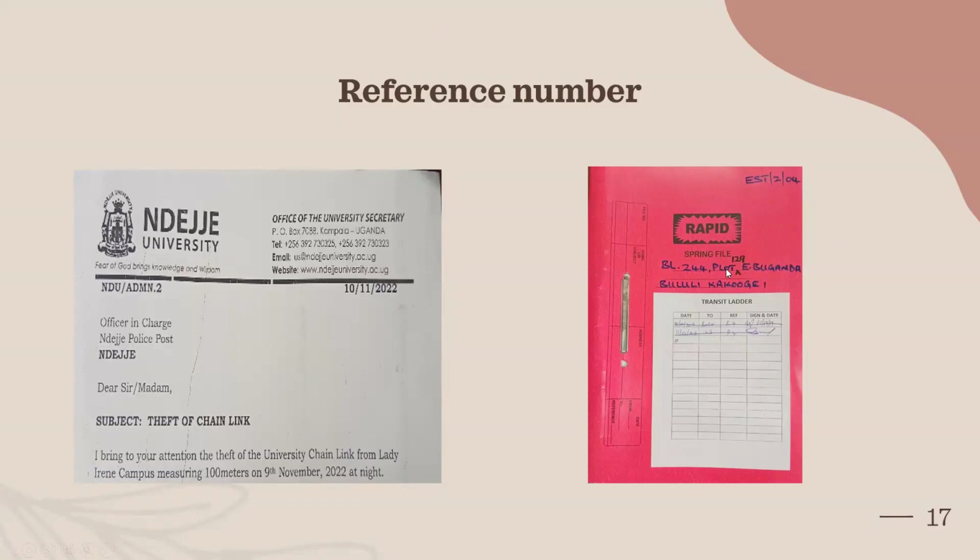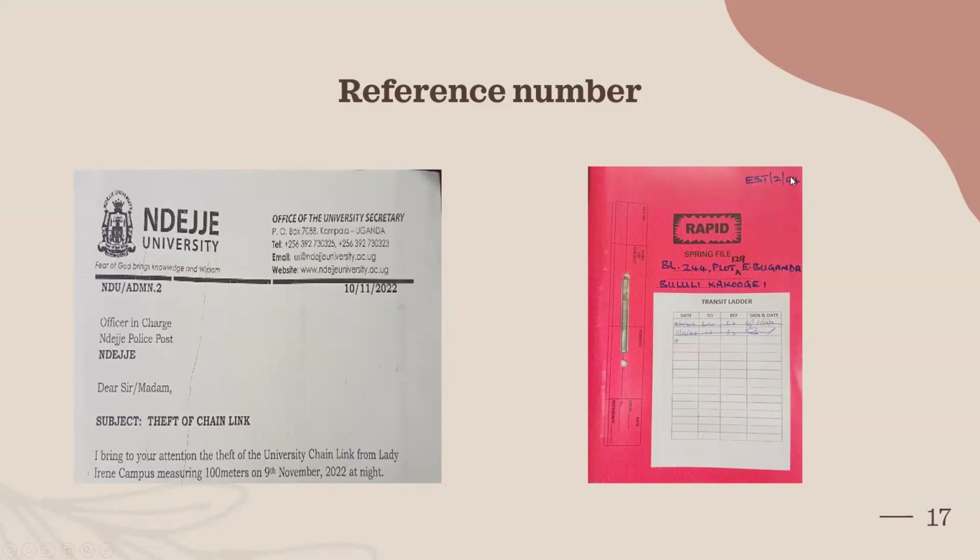And then this is a file. Also, a file has a reference number. As you can see, this is a file, and its reference number says EST/2/04. These I picked from my records in the central registry. On my file index in my registry, EST means estates. It means this file belongs to estates. And this file is file number 2 in the estates files that I have. And then it was created in 2004. So this is a reference number.